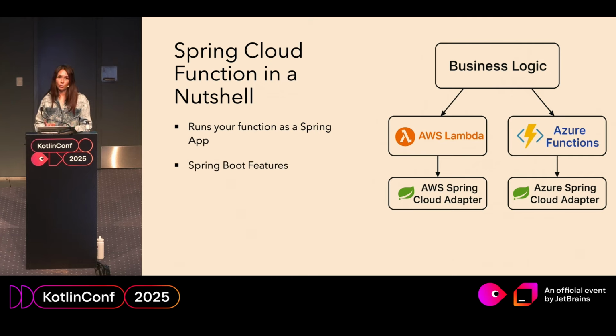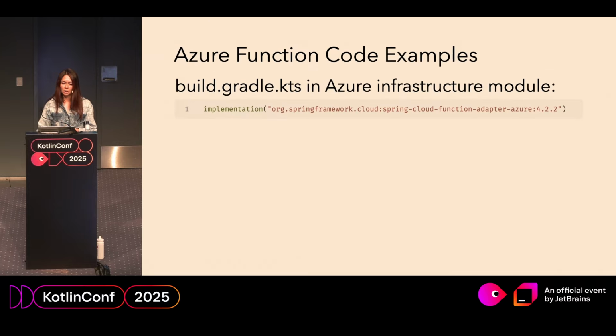Therefore, we can use our favorite Spring Boot features such as auto configuration and dependency injection. Spring has a really big ecosystem that you might want to use. And it does it using Spring Cloud adapters. You have an adapter for AWS, you have an adapter for Azure, and multiple other clouds. You might even create your own one if your cloud is not supported. So it's quite a simple concept.